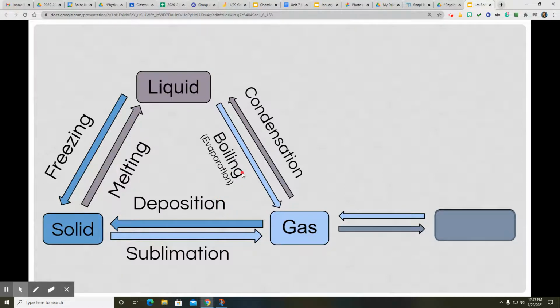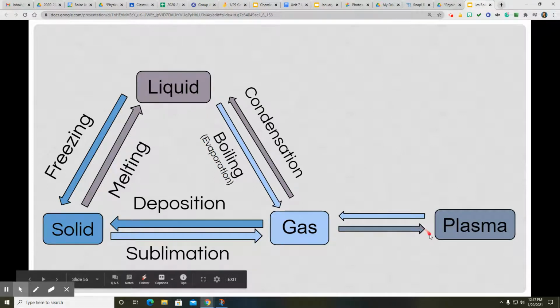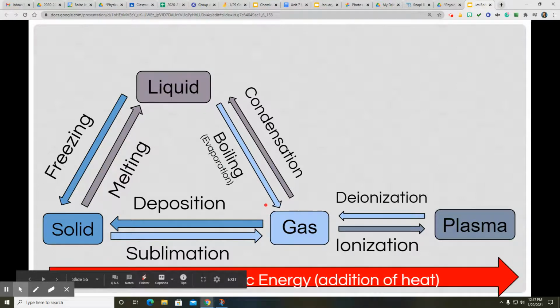Plasma is the other form of matter here, and when you go from a gas to plasma, it's called ionization, and vice versa, plasma to gas is called deionization. Again, anytime that you are increasing that kinetic energy or increasing that heat, you're going to go from a solid to a liquid, for example, or a liquid to a gas, for example, or a solid straight to a gas.